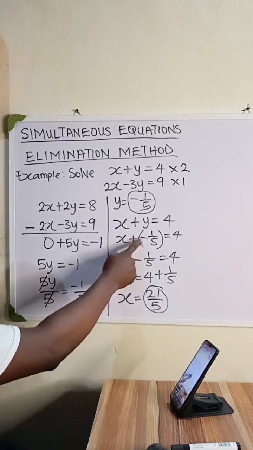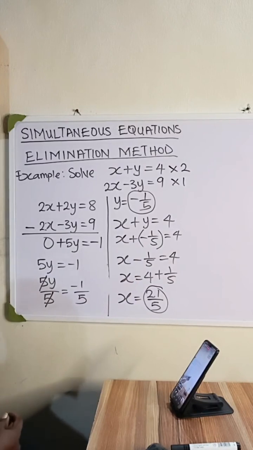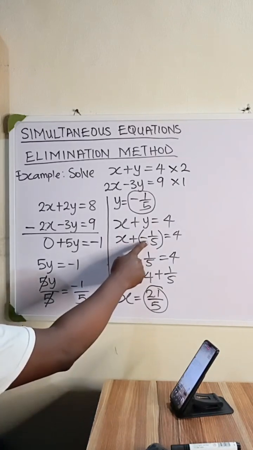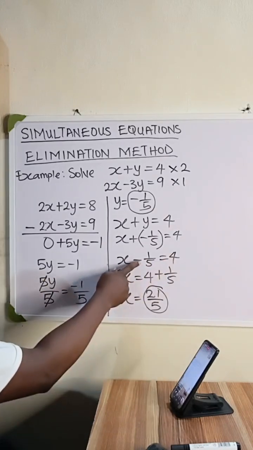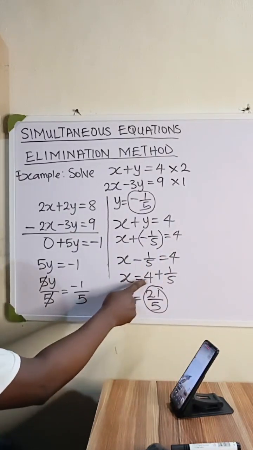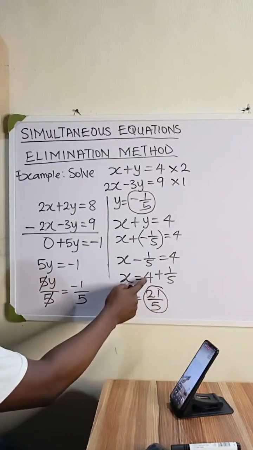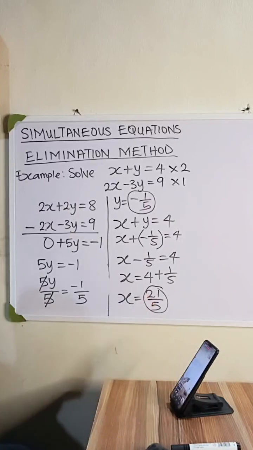And then plus times minus will give you minus, from simple sign rules in integers, addition of integers, subtraction of integers, and so on. So plus times minus will give you minus. So we now have x minus 1 over 5 is equal to 4. Moving minus 1 over 5 to the right, the minus sign will change to plus. So we have x is equal to 4 plus 1 over 5. When you add 4 and 1 over 5, if you solve it using addition of fractions, you're going to get 21 over 5. Okay, so that is the first example.